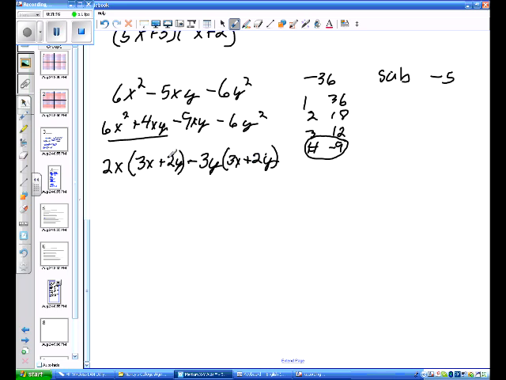And a way of checking it, these have to be the same. If they're not the same, you've made a mistake. It's not that it's not factorable, you've made a mistake. If there's numbers that multiply to be negative 36 and subtract to be negative 5, then it's going to be factorable. And so this would be 2x minus 3y.